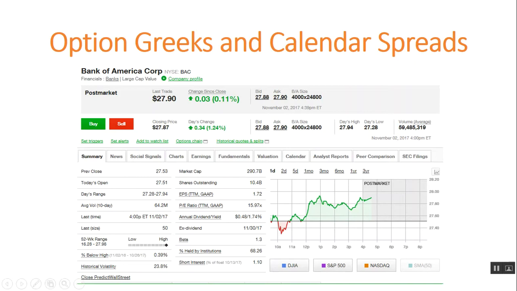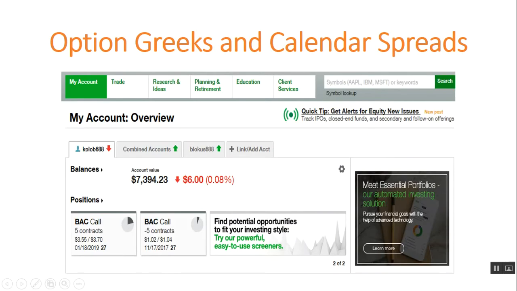This is Bank of America stock, and this is my money. This is what I've got going on right now in my margin account, and you can see right there on the left I have 5 contracts of call options. Those, underlined in red, don't expire until January 18th, 2019. The ones on the right expire November 17, 2017 at the $27 strike price. That's in 15 days from now.